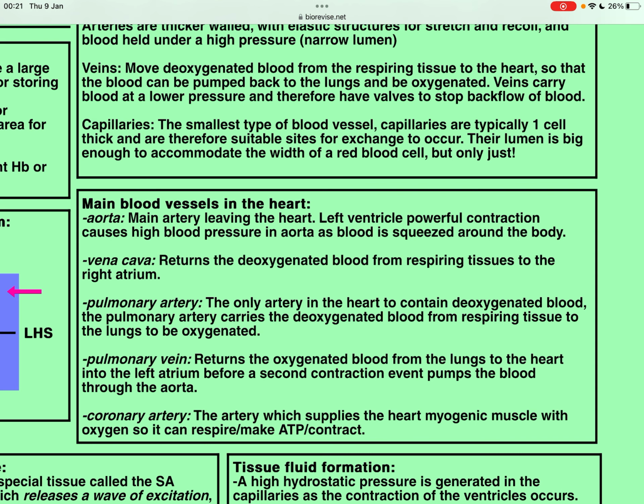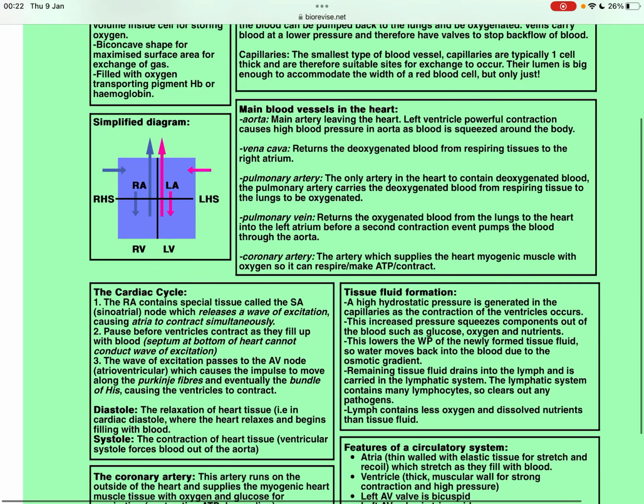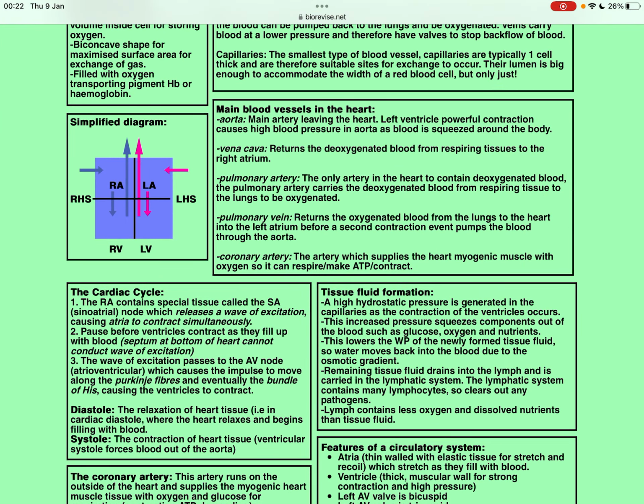The vena cava returns the deoxygenated blood from the respiring tissues to the right atrium. The pulmonary artery, the only artery in the heart to contain deoxygenated blood, carries the deoxygenated blood from respiring tissue to the lungs to be oxygenated. The pulmonary vein returns the oxygenated blood from the lungs to the heart into the left atrium before a second contraction event pumps the blood through the aorta. Coronary artery supplies the heart myogenic muscle with oxygen so it can respire, make ATP, and contract.